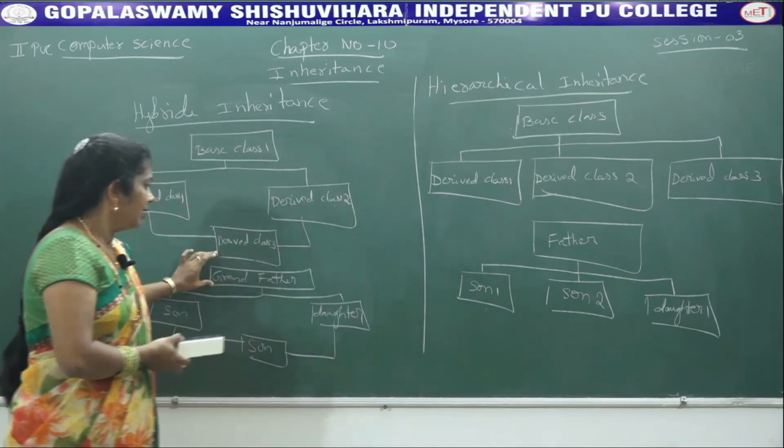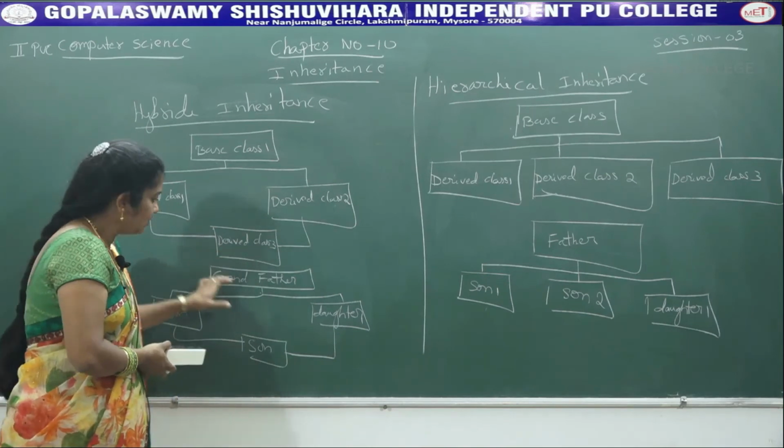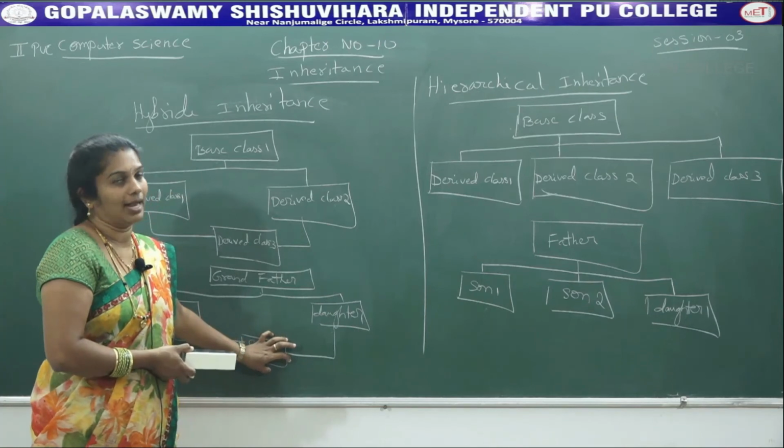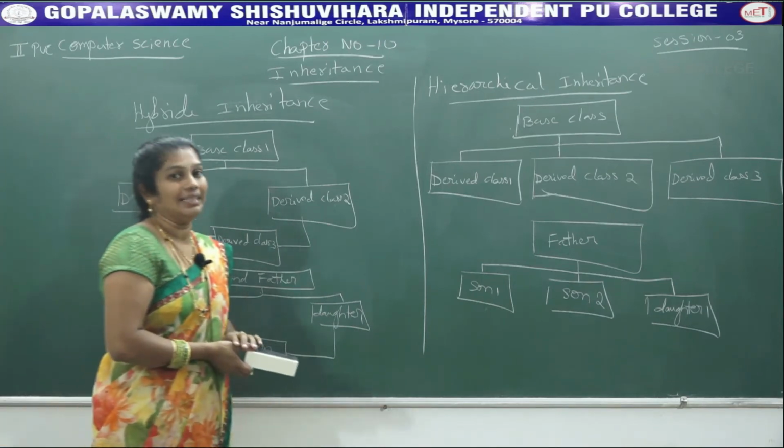It means that here grandfather is one base class, from that we have two derived classes, from that we are getting one more derived class. This is nothing but hybrid inheritance.